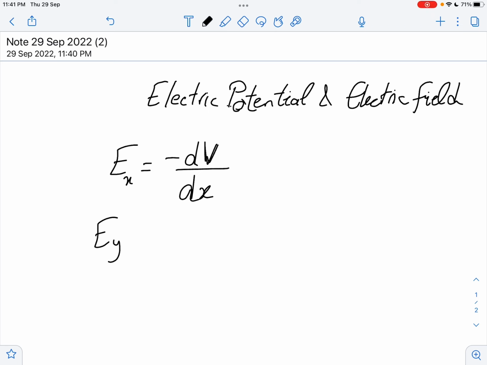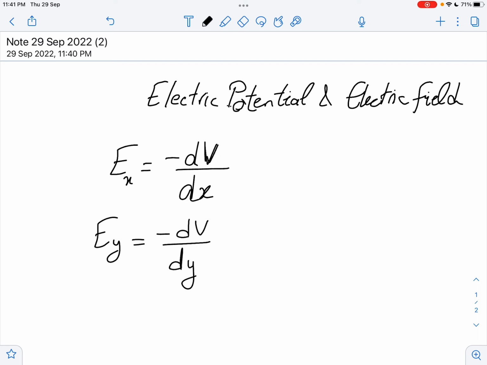Hi everyone, let's talk now about the relation between electric potential and electric field. The electric field is the minus of the derivative of the electric potential. If we have the electric field along the x-axis, it will be minus dV by dx. If we have an electric field along the y-axis, it will be minus dV by dy, and so on.